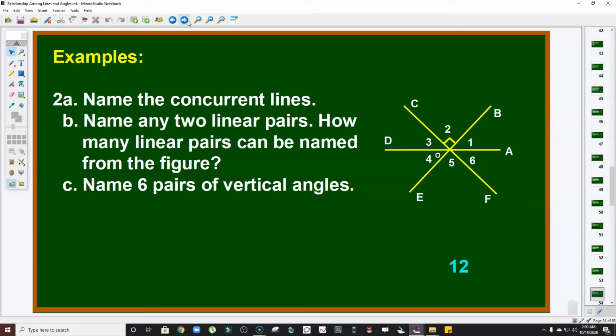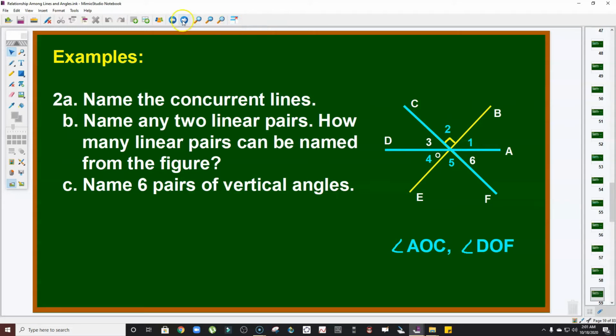Okay, next. Name 6 pairs of vertical angles. Again, vertical angles. This is 1. Angle 1 and angle 4 are vertical angles. Actually, angle 1 is the same as angle AOB. Angle 4 is the same as angle DOE. So, that's 1. Another pair is angle 3 and angle 6. Another pair is angle 2 and angle 5, or angle BOC and angle EOF. So, the 4th pair is this. The sum of angle 4 and 5, or angle DOF. Then the sum of angle 1 and 2 is what we call angle AOC. So, these are vertical angles.